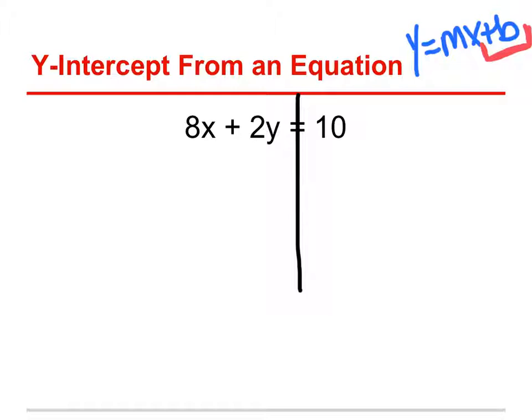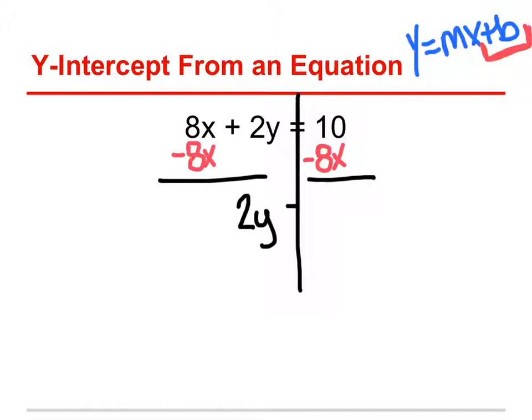In order to do that, we have to get rid of 8x on the left. We're going to subtract 8x from both sides because it's a positive 8. So subtract 8x from the left and the right. That gives us 2y equals, because 8x minus 8x cancels out. On the other side, we have negative 8x and positive 10. They are not like terms. We have to write them separately. Negative 8x and positive 10.